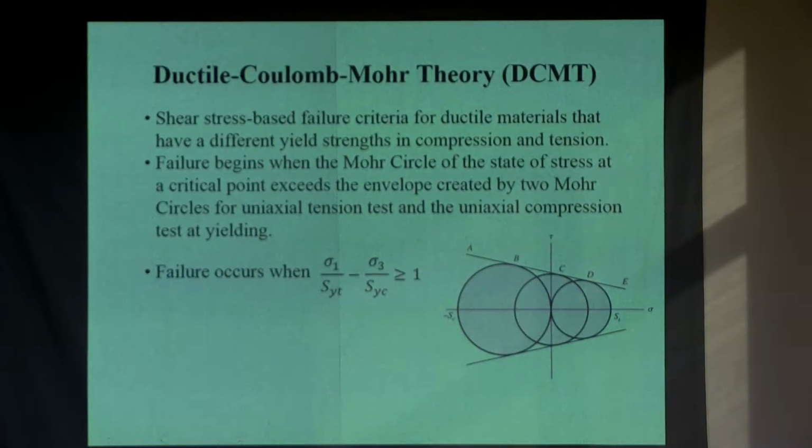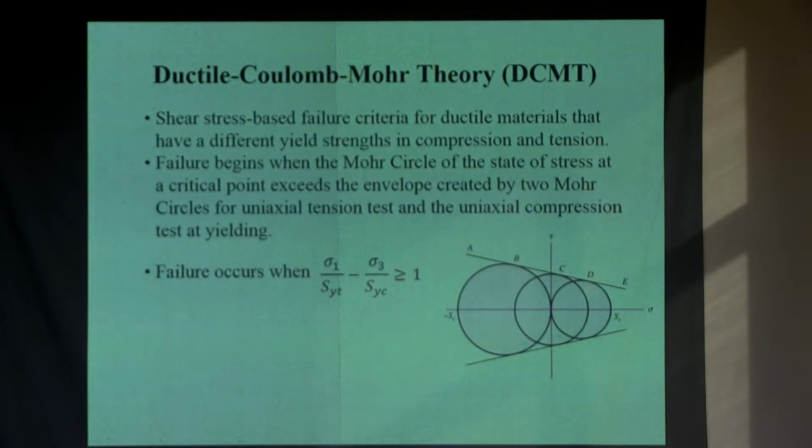The first of the Coulomb-Mohr theories is the ductile version of it, the ductile Coulomb-Mohr theory, DCMT for short. It's again a shear stress based failure criterion, and this is to be used for only those ductile materials that do not have the same yield strength in tension as they have in compression. So their compressive yield strength is different than their tension based yield.